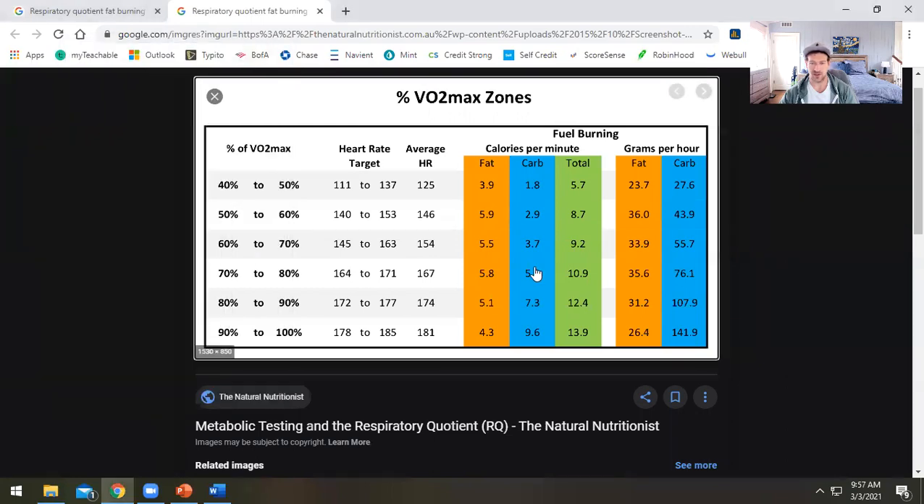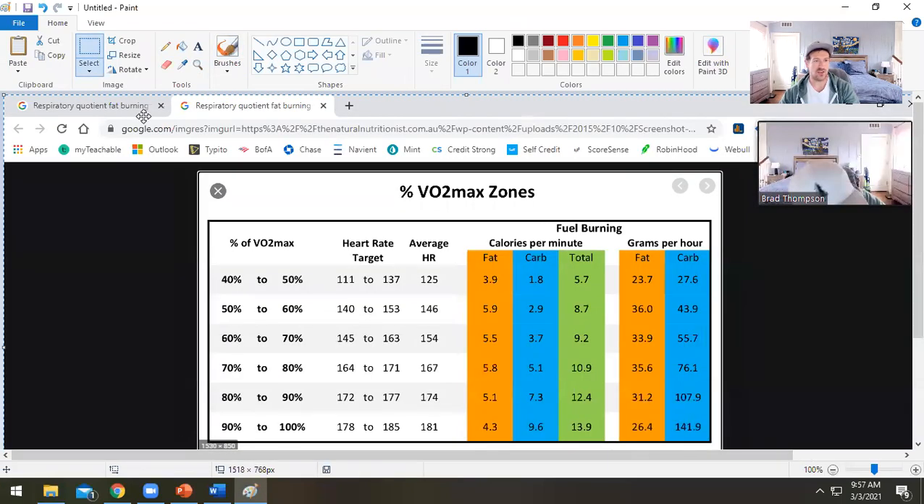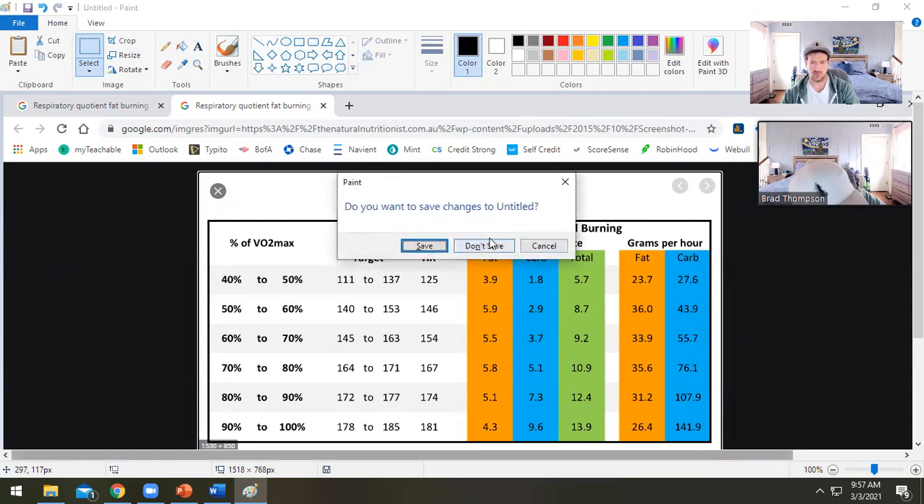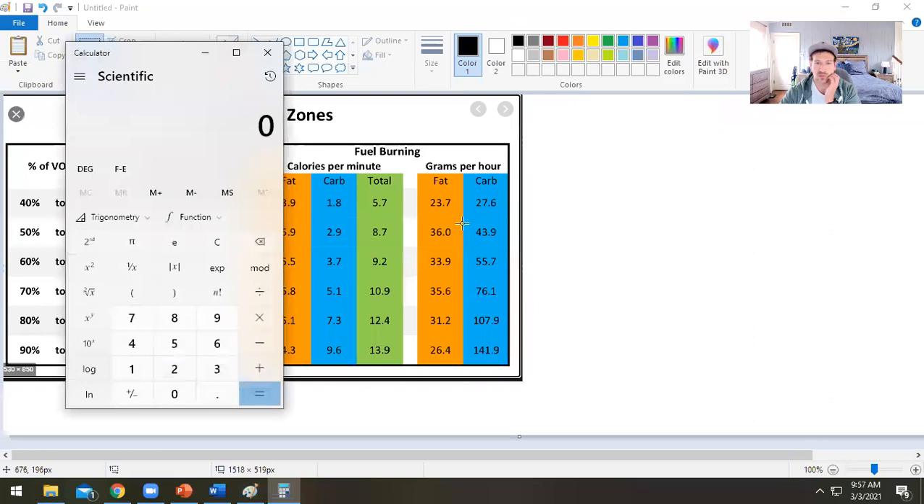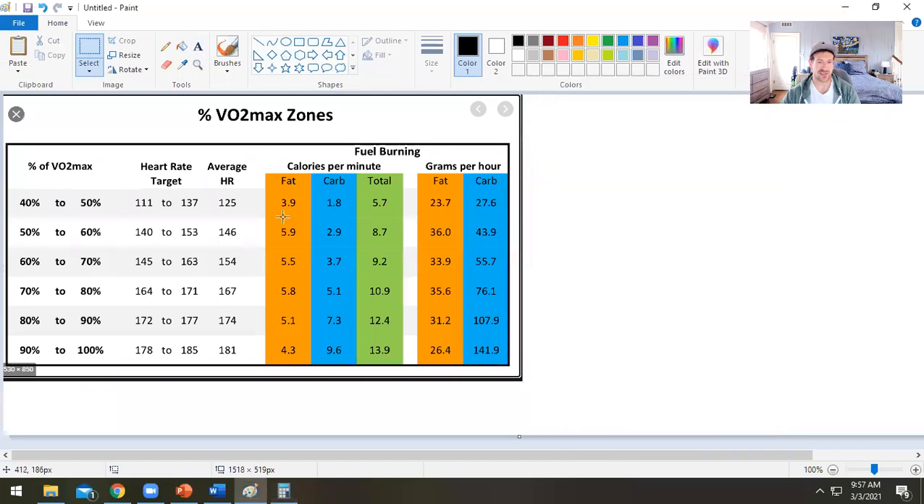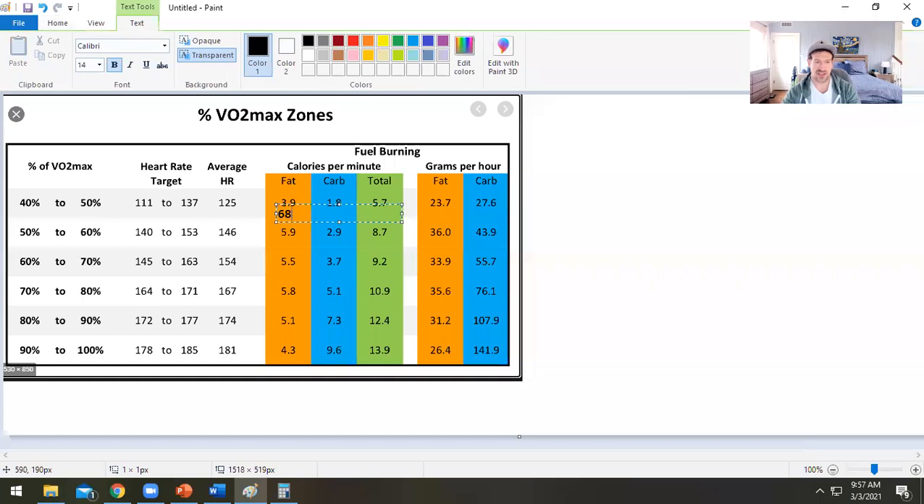You know what? Let's modify this. I'm gonna copy this over to Paint so I can write on it. So we look at the fat burning zone, right? We look at the fat burning zone here. 3.9 divided by 5.7. So that's about 68% fat. So that's 68%.